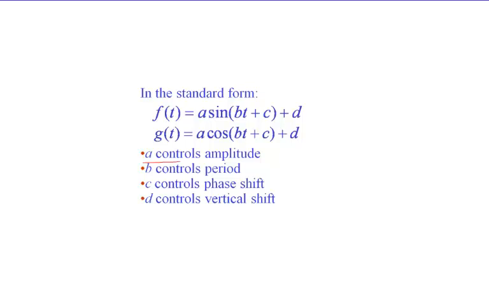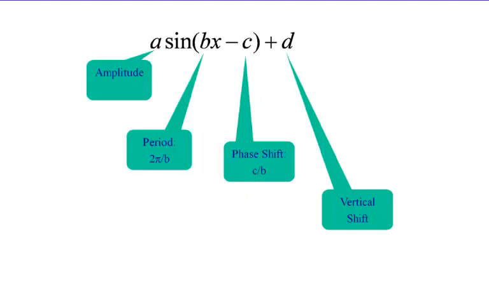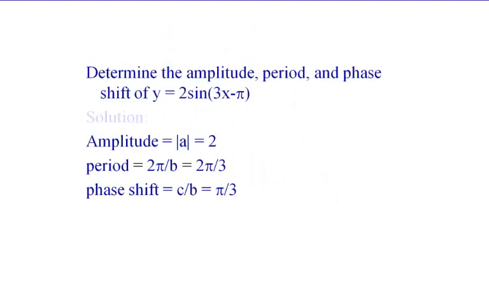So A controls the amplitude, B the period, C the phase shift, and D the vertical shift. There's the amplitude, a coefficient to the entire function. Here's the period, inside, attached to the independent variable. Here is the phase shift, the horizontal change to the right or to the left, depending on whether C is a positive or negative value. And here is the vertical change, a vertical shift.